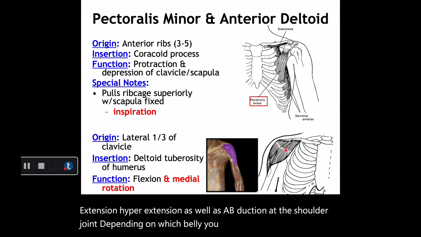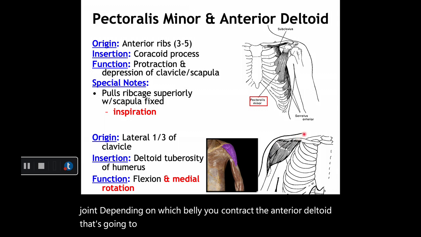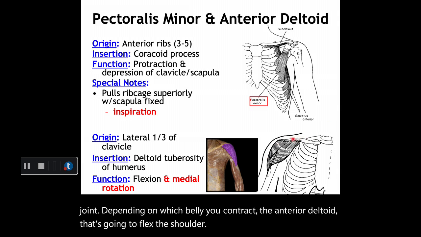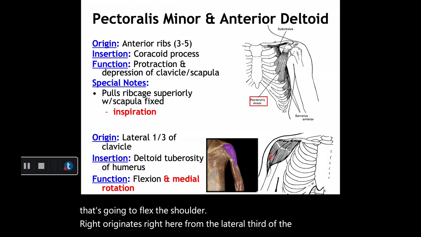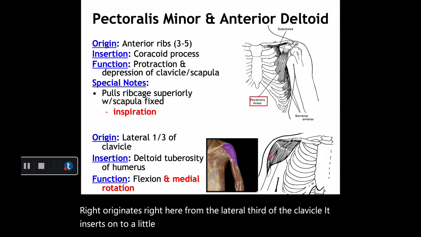The anterior deltoid, that's going to flex the shoulder. Right? It originates right here from the lateral third of the clavicle. It inserts onto a little bump about halfway down your humerus called the deltoid tuberosity.